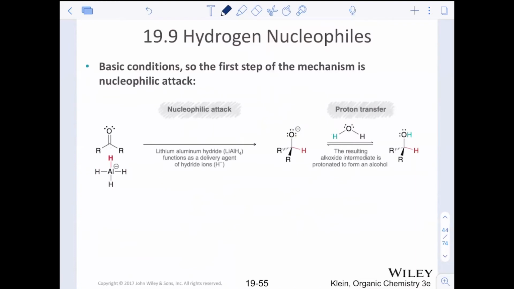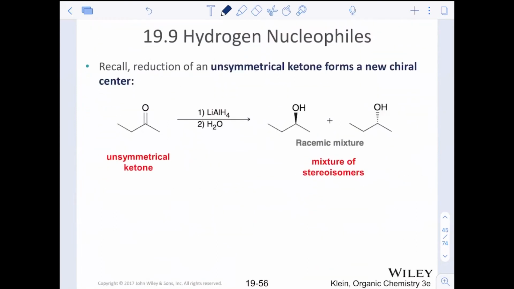Basic conditions. So the first step of the mechanism is a nucleophilic attack. That hydride, H-, will attack the carbon of the carbonyl, kicking up a lone pair. Water can then be our proton transfer reagent. This is where we're most likely to see our first aspect of unsymmetrical ketones forming a new chiral center. We talked about this at the very, very beginning, where we have something that is sp2 hybridized, so trigonal planar, and now we have something that is sp3 hybridized, with potential for chirality.